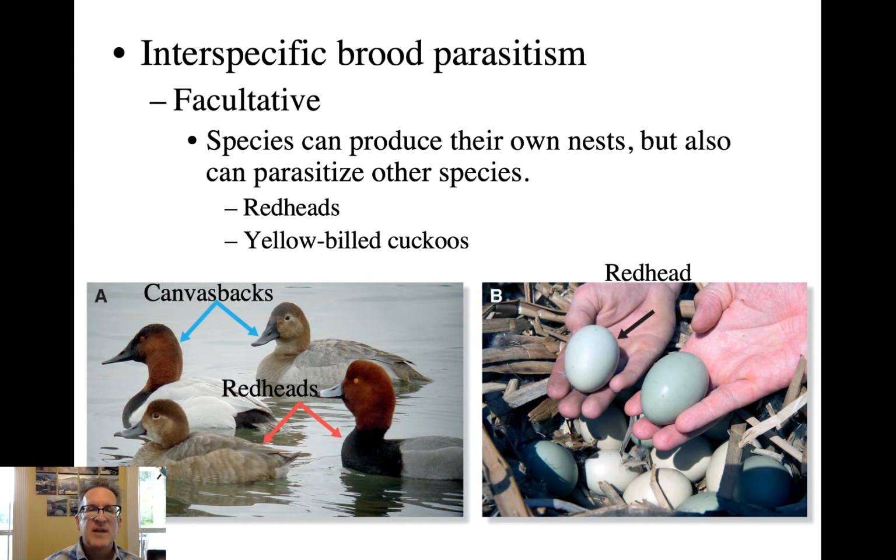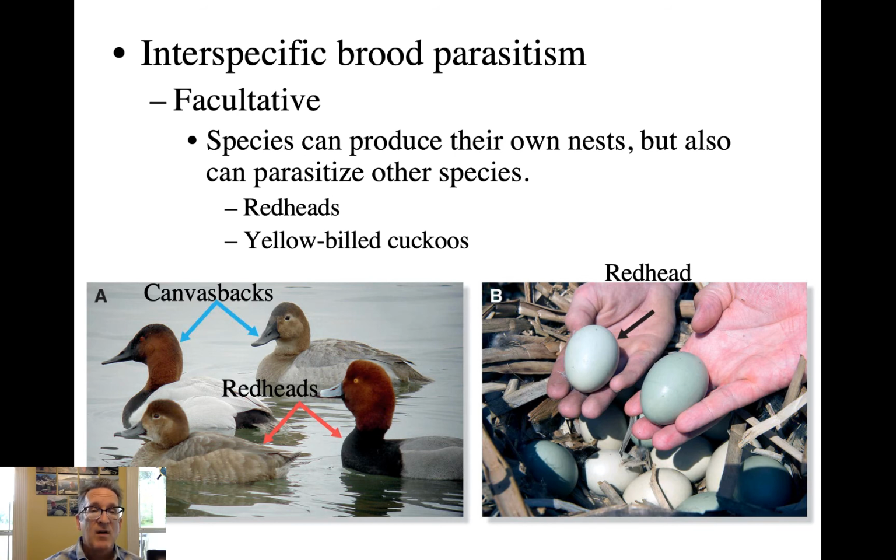Interspecific brood parasitism is when one species parasitizes another species. Now, in some cases, this is facultative, meaning that the females of that species can build their own nests and may typically do so, but interspecific brood parasitism is a way that they could supplement their fitness by laying additional eggs into closely related species that happen to be nesting nearby as well. But they're not totally reliant on the brood parasitism as their only means of fitness.